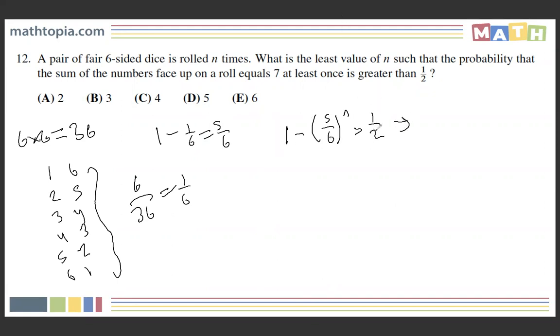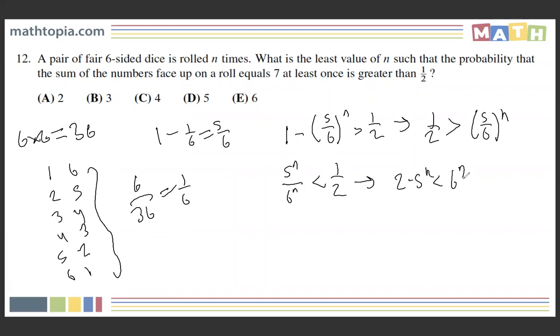So to solve this, we move the 1/2 to the left side, and we move the 5/6 to the n to the right side. And I'm just going to distribute that and write that. And finally, if we cross multiply, we get this. So the question is, what is the least value of n that makes this inequality true?